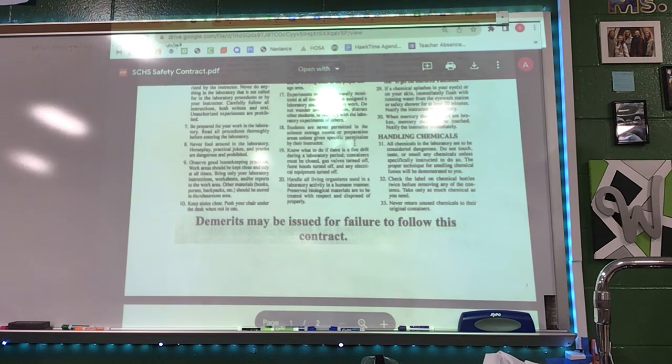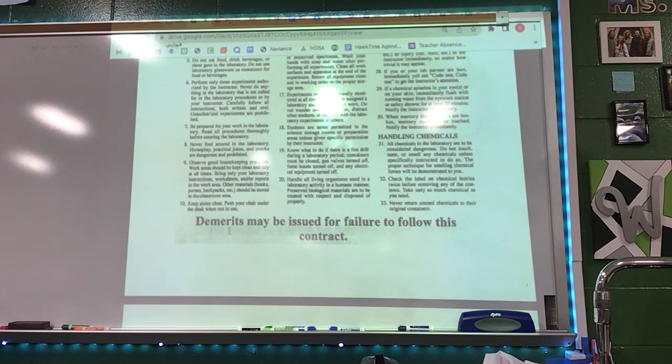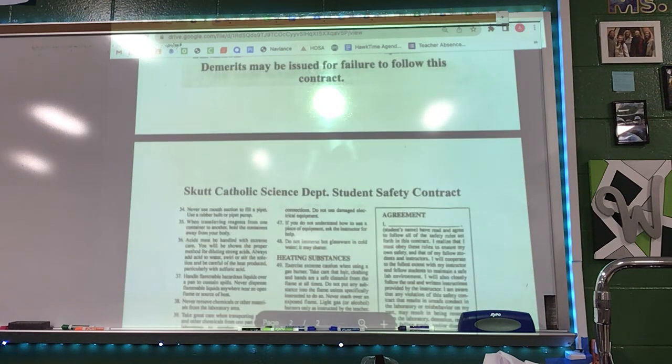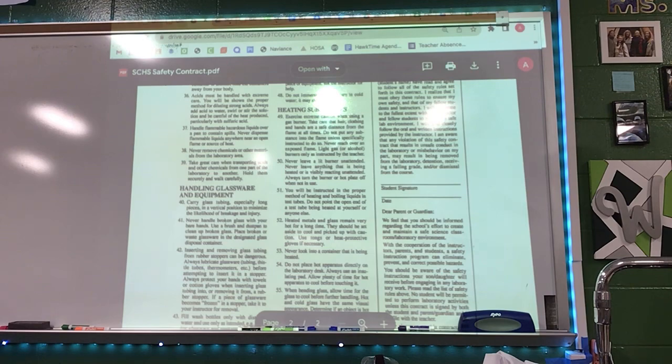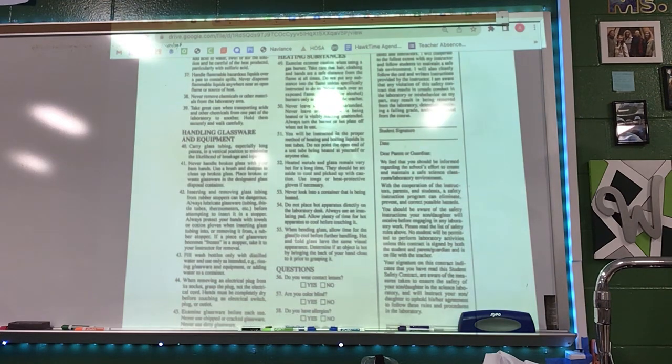So please read through this. A major part is that demerits will be issued for failure to follow this contract. I have some other things about heating substances, handling glassware, all those fun things.